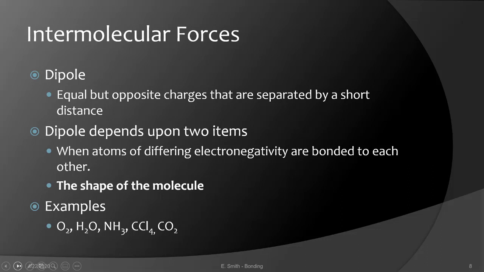So I'd like to look at these structures, and let's see if we can determine whether they will have a dipole or not, meaning one end that's slightly negative and the other end that is going to be slightly positive. Okay, so the first one, let's take a look at oxygen. So oxygen, all right, we have our 6 valence electrons.